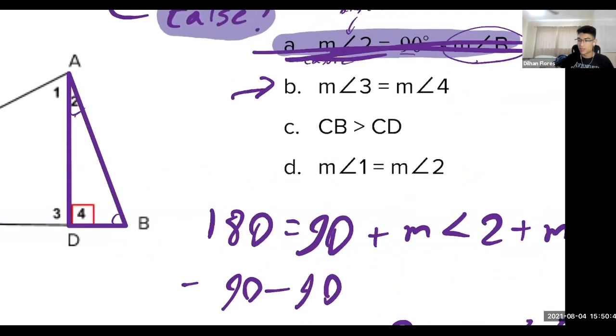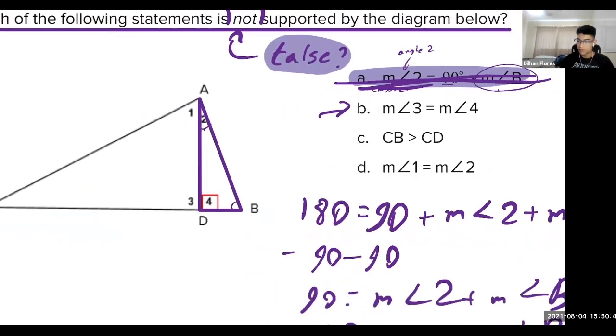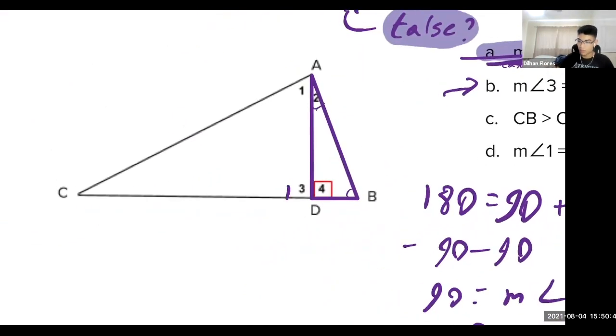Let's check B. All right, is the measure of angle 3 equal to the measure of angle 4? Well, here's angle 3, and here's angle 4. Is that true?